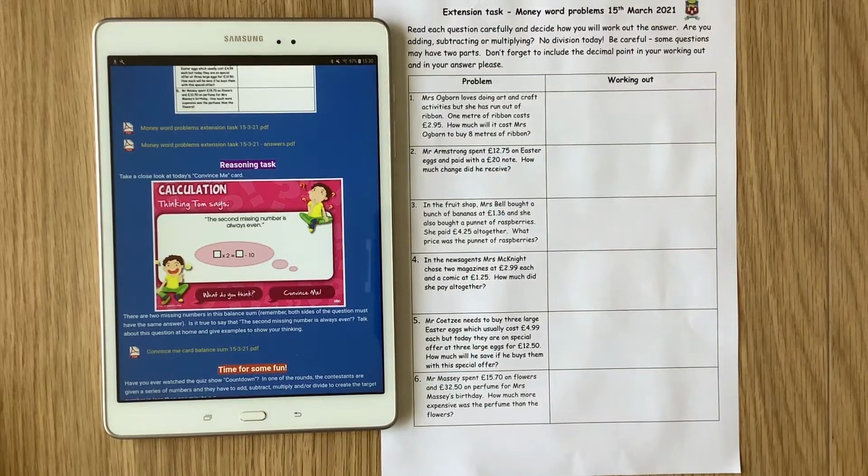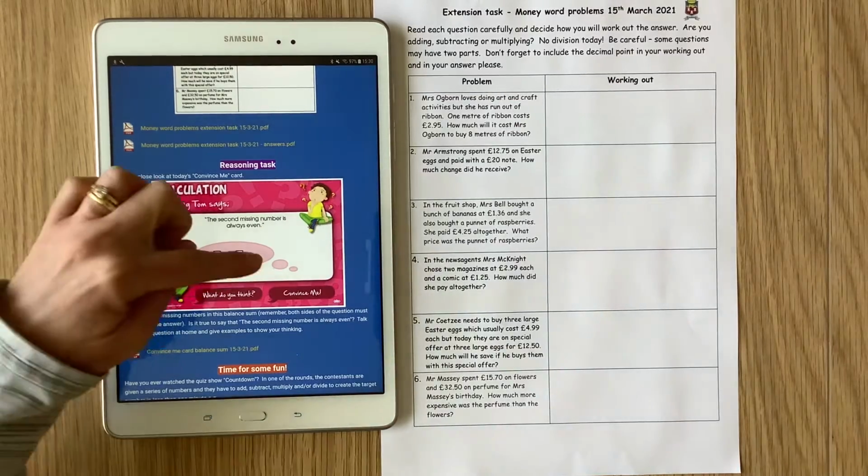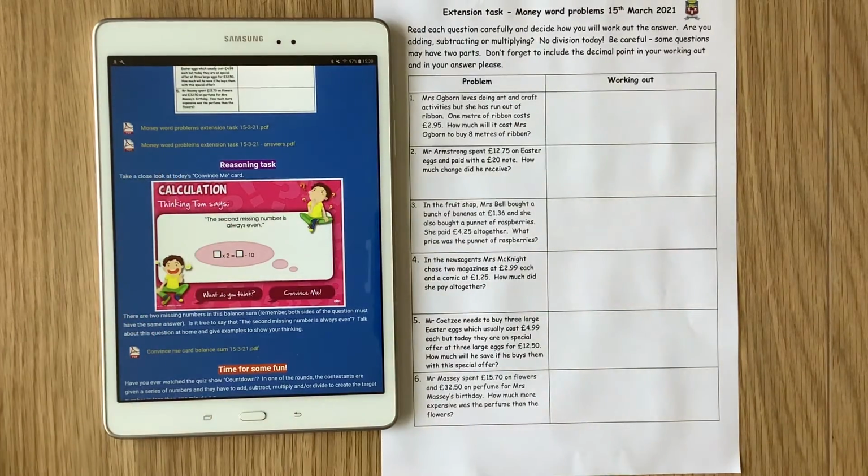Prove it. So can you come up with a few different ways to do this calculation? Will the second missing number always be even? Tell somebody about your thinking at home.